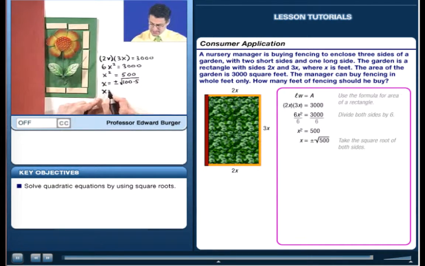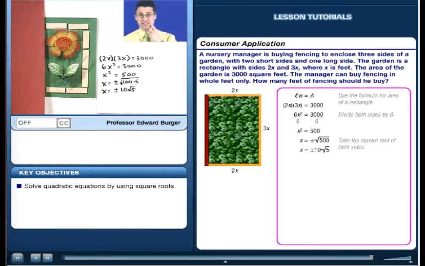And so I see x equals positive or negative square root of 100 is 10, 10 square root of 5. So there's the answer, but of course I want to know what that is numerically. You can't go to a hardware store and say I want 10 square root of 5 something. So we actually have to sort of estimate this. And so there are 2 answers, by the way.